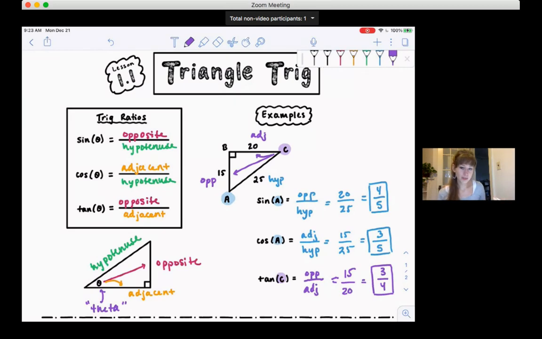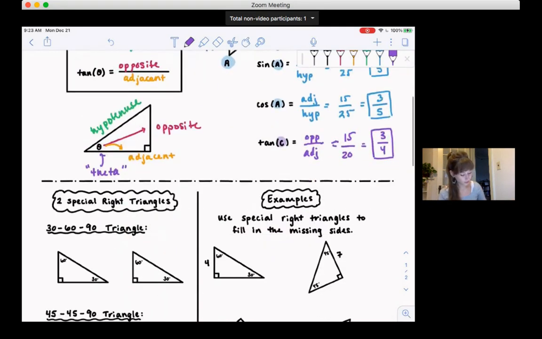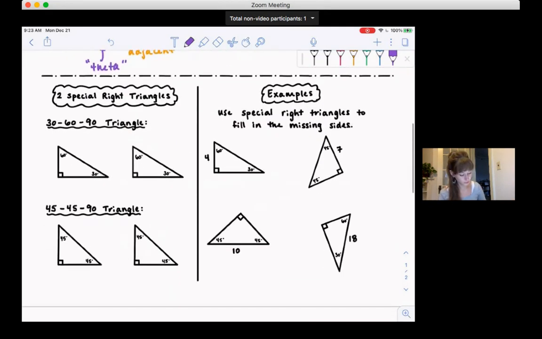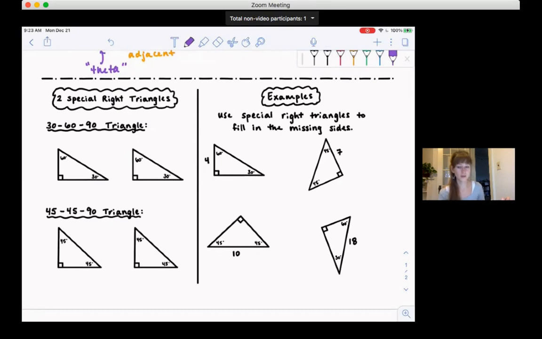Okay, so that's kind of an intro to sine, cosine, and tangent for right triangles. The other thing I want to talk about in this lesson is two special right triangles that we're going to use as we move forward in trigonometry. So the first special triangle is a 30, 60, 90 triangle. And if we know one of the side lengths of this triangle, we can fill in all of them because they're always in the same relationship with each other.